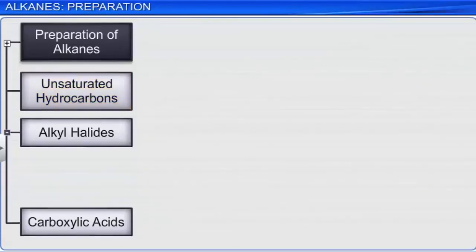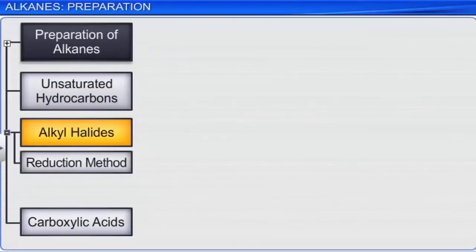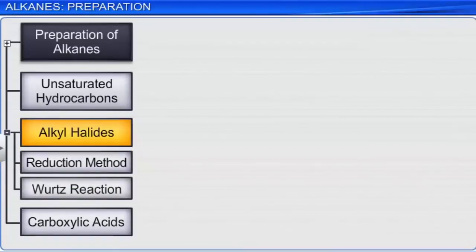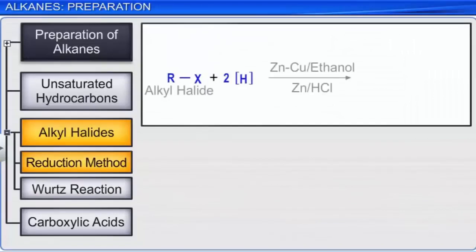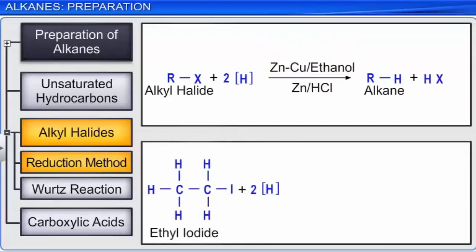To obtain alkanes from alkyl halides, we can either use the reduction method or the Wurtz reaction. Alkyl halides on reduction with reducing agents such as zinc-copper couple in ethanol or zinc and dilute HCl give alkanes. For example, ethyl iodide, when reduced by using zinc-copper couple in ethanol or zinc and dilute HCl, gives ethane.